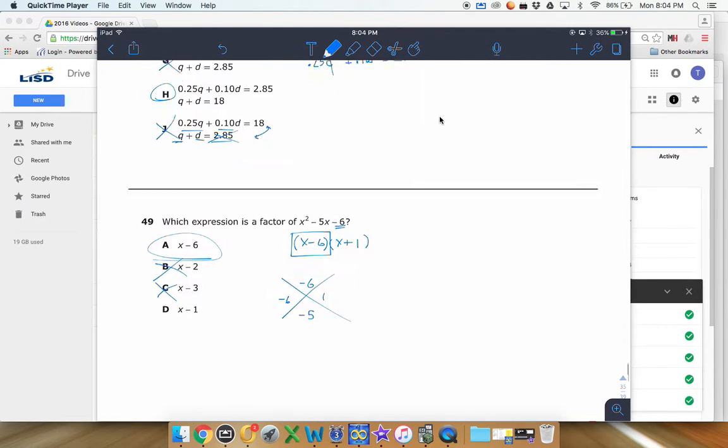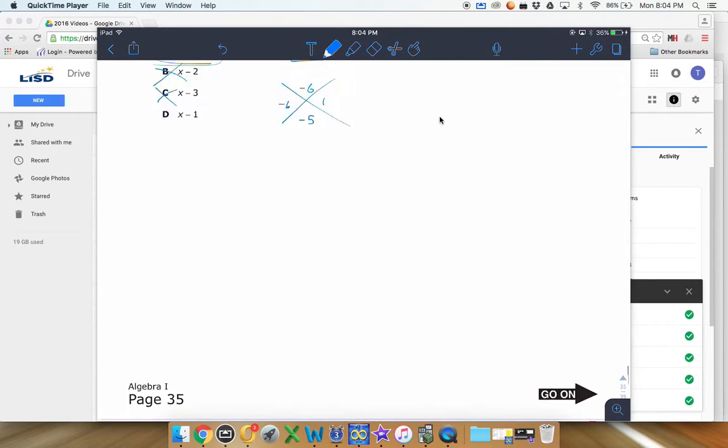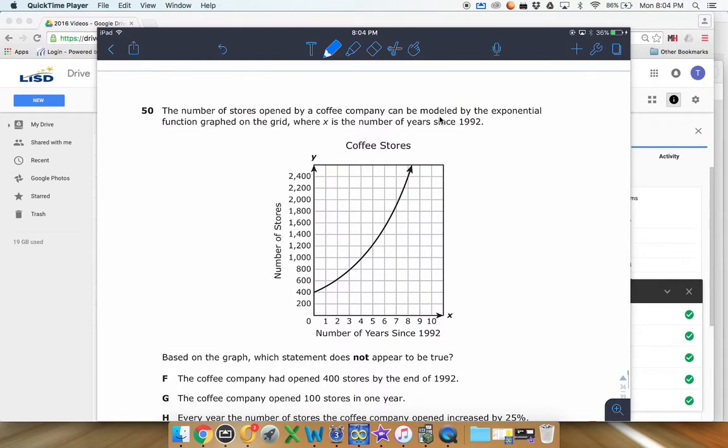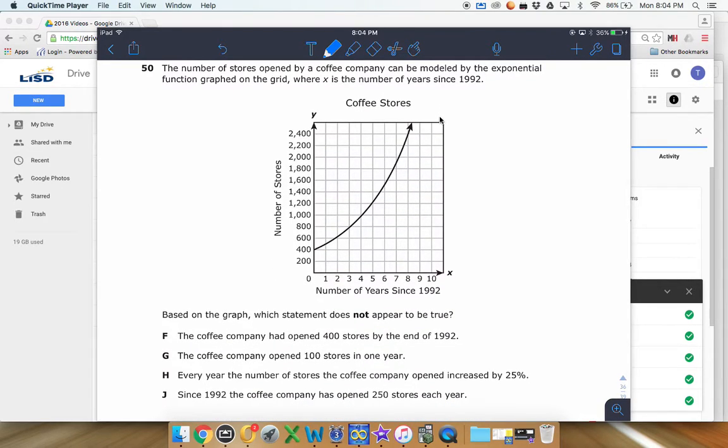You know what I noticed here, too? It's kind of a side thought. It seems like the test has been getting easier as we go, which is kind of nice. I don't know. It's a random little side note there.